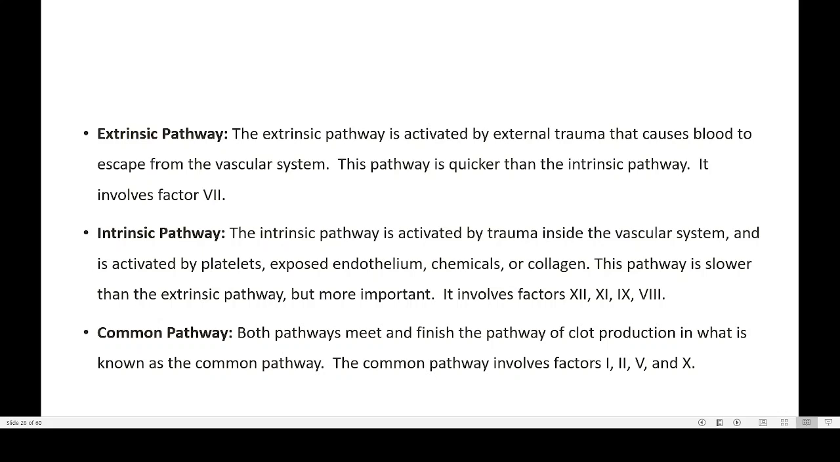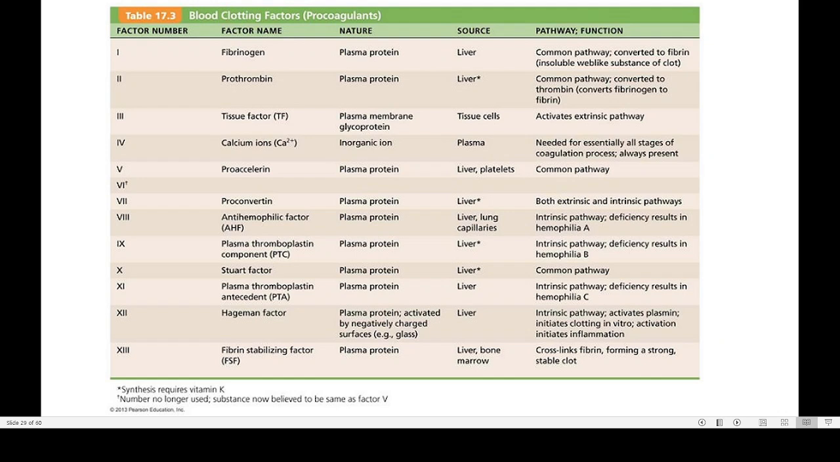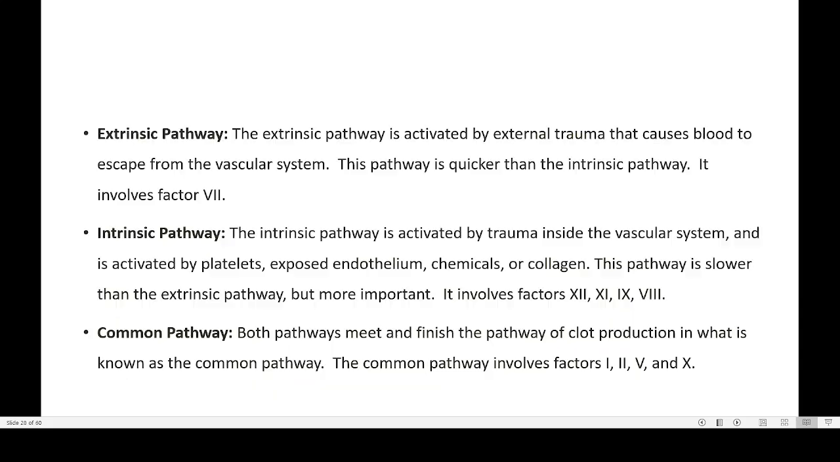That is a peculiarity of the extrinsic pathway, and it involves a number of factors. One important factor is clotting factor 7. You will see what clotting factor 7 is. Clotting factor 7 means pro-convertin. The technical name of clotting factor 7 is pro-convertin.